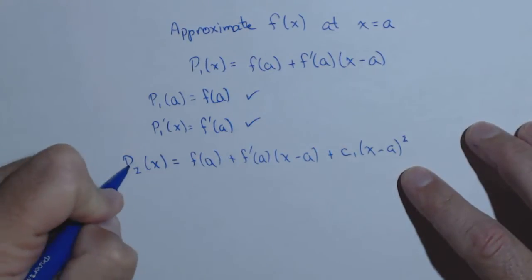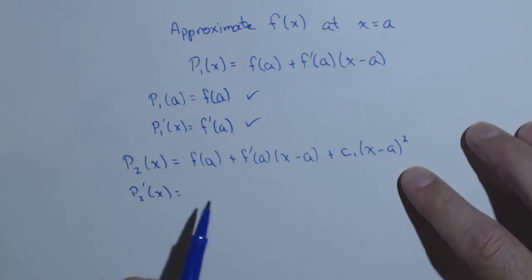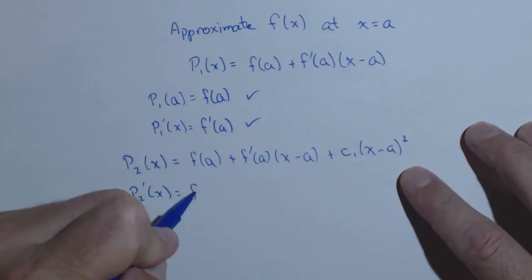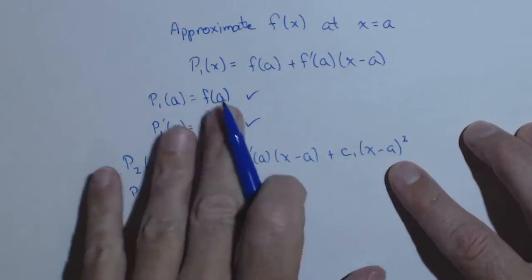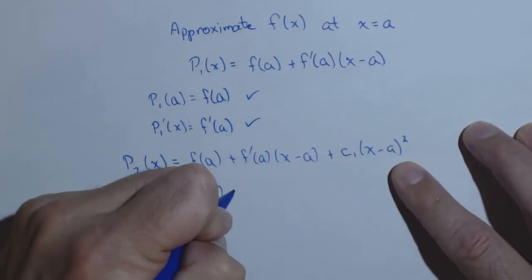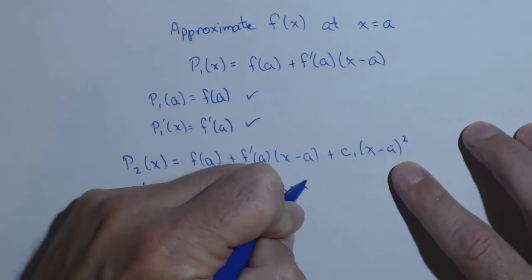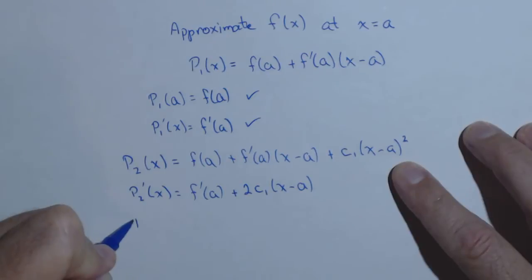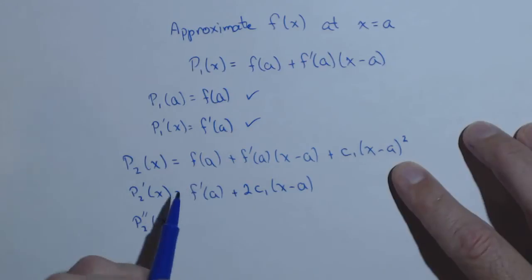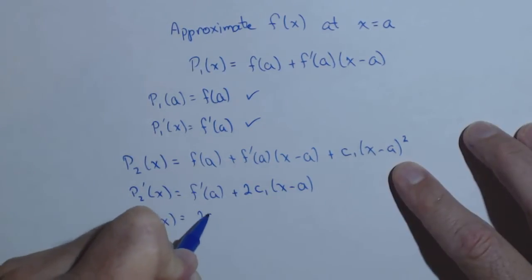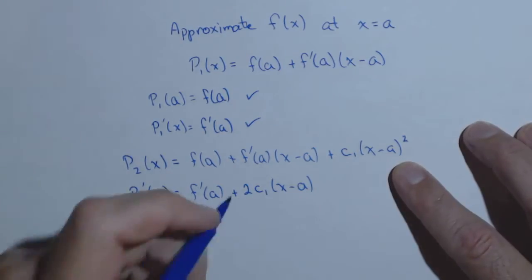So I need the second derivative of p sub 2, well, p prime of x. We already know that this part's just going to be f prime of a. We just did the derivative up here. The derivative of this is going to be plus 2c1 times x minus a, now to the first power. The second derivative at x, this is a constant, it goes away. It's just going to be 2c1 because the derivative of this is 1 and this is 0, so it's just left with 2c1.